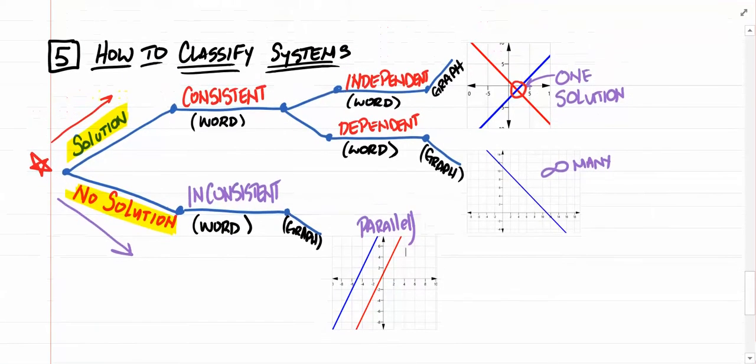So again, here's the way that we classify systems. It either has a solution or it doesn't. If it does have a solution, it's consistent, and it could either be independent or dependent. If you have an independent system, then you have exactly one solution, and the graph will look something like this. If you have a dependent system, that means you have infinitely many solutions, and it's basically one line on top of the other. If your system has no solution, we call it an inconsistent system, and the graph of the lines will be parallel.